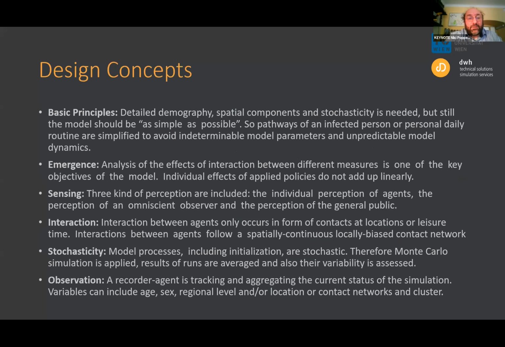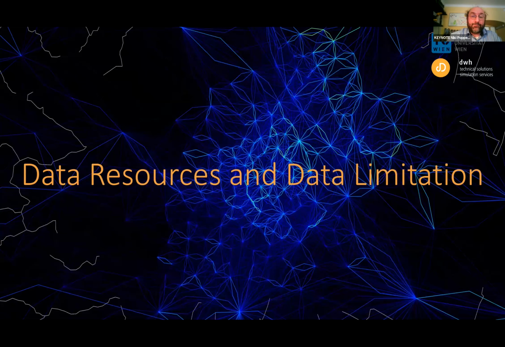Very briefly, the design concepts are following, as I mentioned, very standardized ideas. It's about emergence, it's about sensing, it's about interaction, stochasticity, and the observation of the reports. I will go over this because of the time. And I want to give you a short overview on the data resources and data limitations.